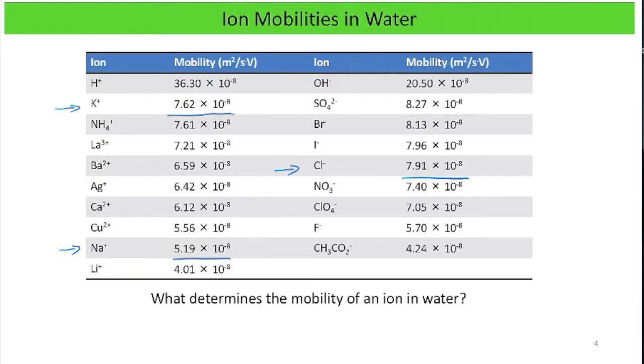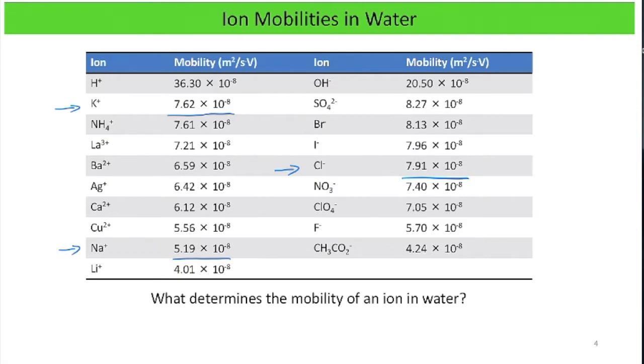Now you might be wondering what determines the mobility of an ion in water. So maybe pause the video and look at the numbers and see if you can try and figure out why, for example, potassium would be faster than sodium, or NH4+ would be a little bit faster than La3+, and see if you can figure out if there's any kind of pattern in these numbers.